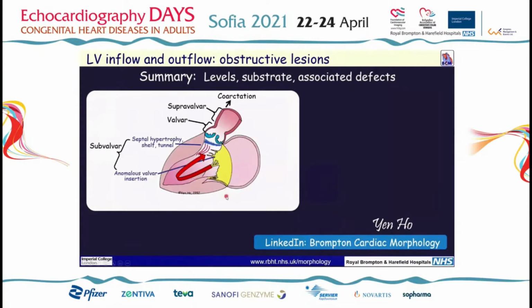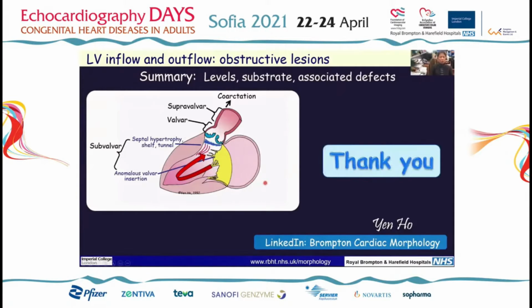So then, to summarize, the inflow and outflow obstructive lesions, and for the outflow, we can talk about the levels of lesion, the substrates, and so on and so forth. Thank you very much.